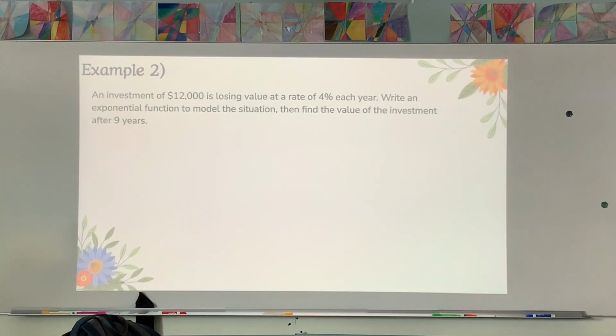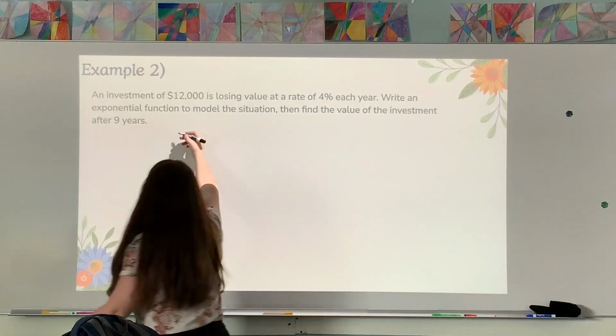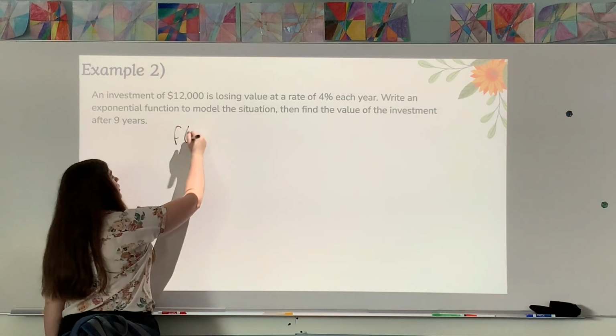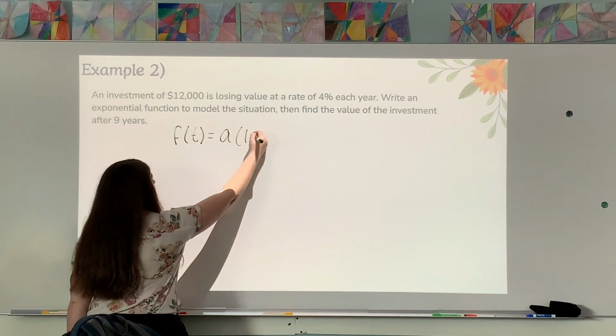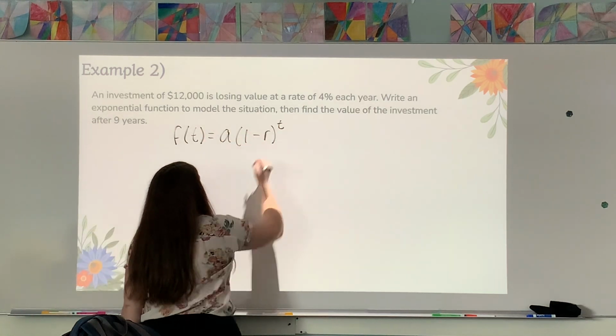So example 2, an investment of $12,000 is losing value at a rate of 4% each year. Write an exponential function to model the situation, then find the value of the investment after 9 years. So we had that function for exponential decay, f of t is equal to a times 1 minus r to the power of t.